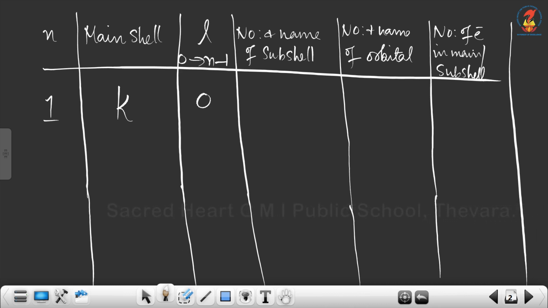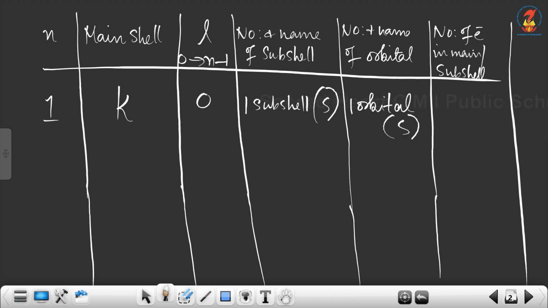Now number and name of subshell. The number of subshells in the nth shell is equal to n. So we have one subshell, and the name of the subshell is given by the l value; l is equal to 0 is the s subshell. Now number and name of orbital: if you know the value of n, number of orbitals is equal to n square. So here we have 1 square, so we have 1 orbital, and the name of the orbital is the same as the name of the subshell, so it is an s orbital. Number of electrons in the main shell is given by 2n square. So 2 into 1 square is equal to 2.